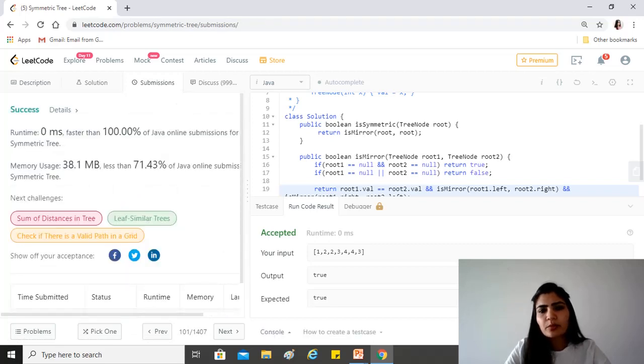Cool. So the time complexity for this is O of n, and the space complexity is O of n as well, because we are using recursion, and the recursion stack has O of n space complexity of its own.